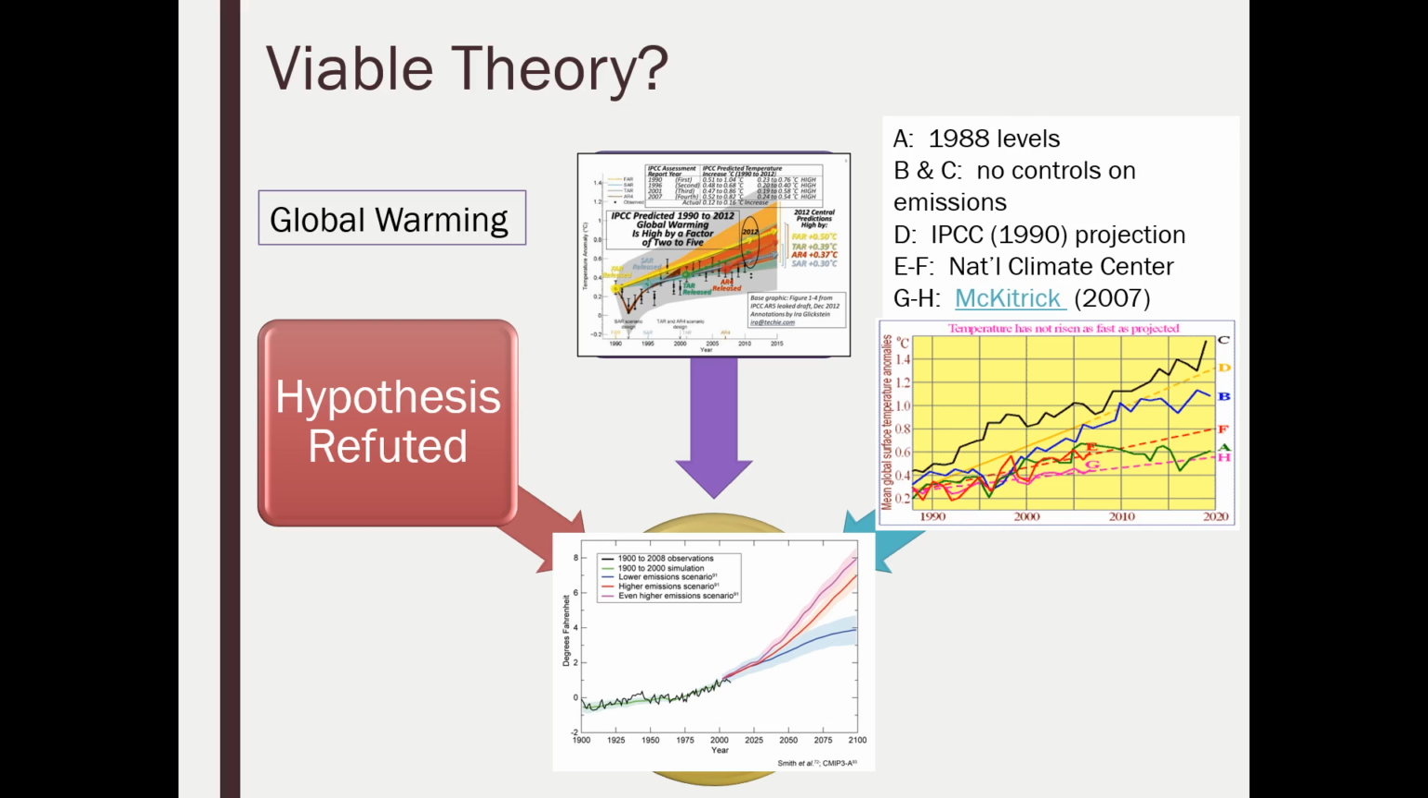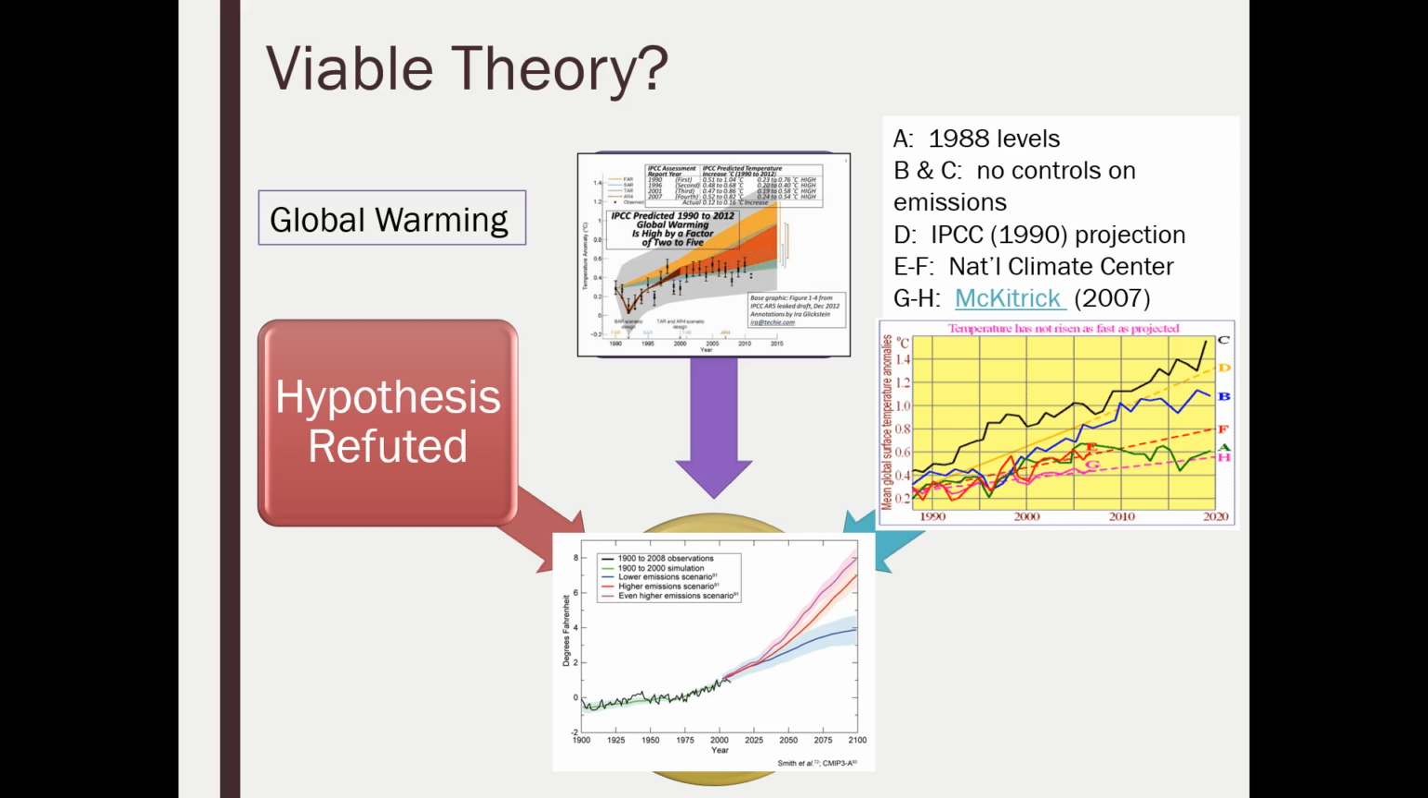And then G through H is the line that a guy named McKittrick drew. He used to work for NOAA, the National Oceanic and Atmospheric Administration, and he got fired because some of his emails got hacked and released, and he was questioning the IPCC's models and stuff. He was arguing that things would be lower, but it's kind of an average between the National Climate Center and McKittrick's prediction that seems to be more accurate.